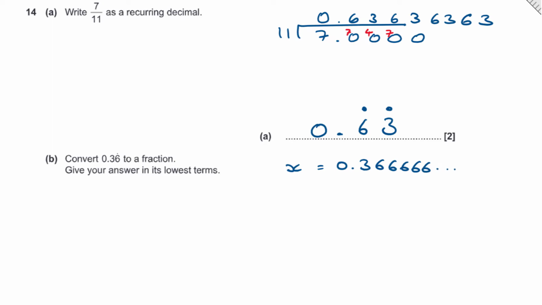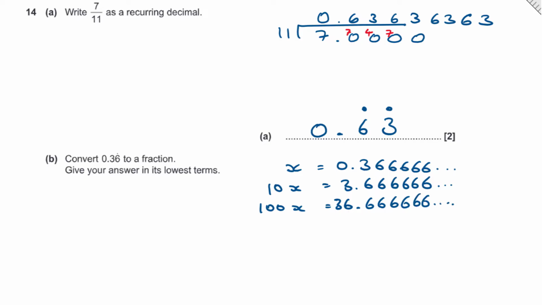So if x is equal to 0.36666, then 10x, that's going to be 3.666666 and so on. And 100x, I'm multiplying that by a factor of another 10, is going to give me 36.666666 and so on. Okay, so then if I subtract 10x from 100x, it's going to leave me with 90x.